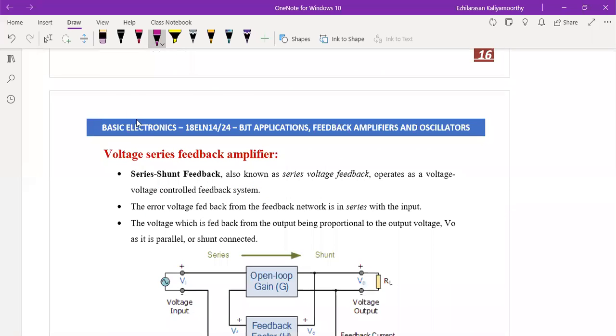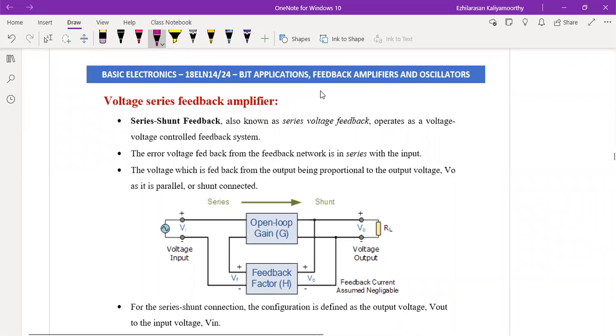Now, as I said, we are going to deal with only one configuration, that is the voltage series feedback amplifier or voltage controlled voltage source. That is VCVS, the first configuration. That only we are going to read. Sometimes we call it series shunt feedback, because in your examination they may ask to explain the series shunt feedback amplifier, or voltage controlled voltage source, or the voltage series feedback amplifier.